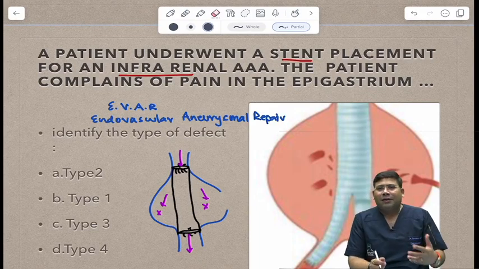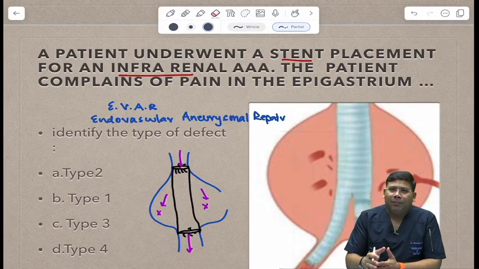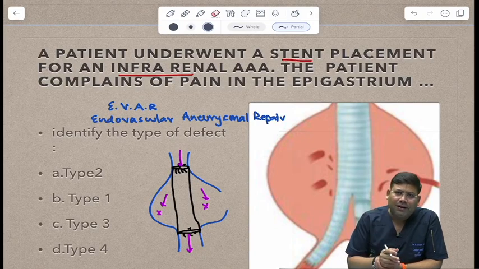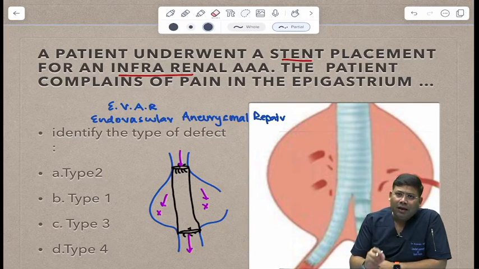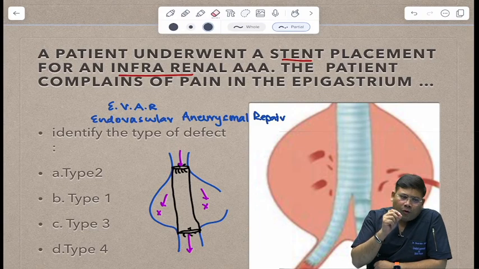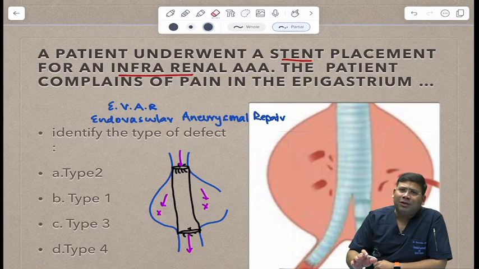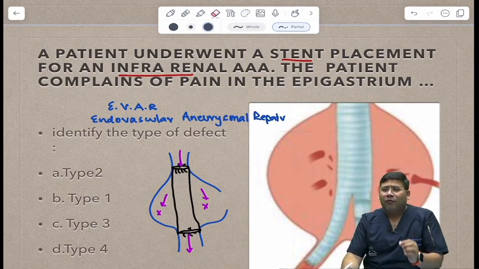The next question is, sir, who is a candidate for EVAR? Any person who is not fit for surgical intervention is a candidate for EVAR. Sir, can it be done for thoracic? Yes, it can be done. Can it be done for all abdominal procedures? It can be done, but it is preferred for infrarenal.